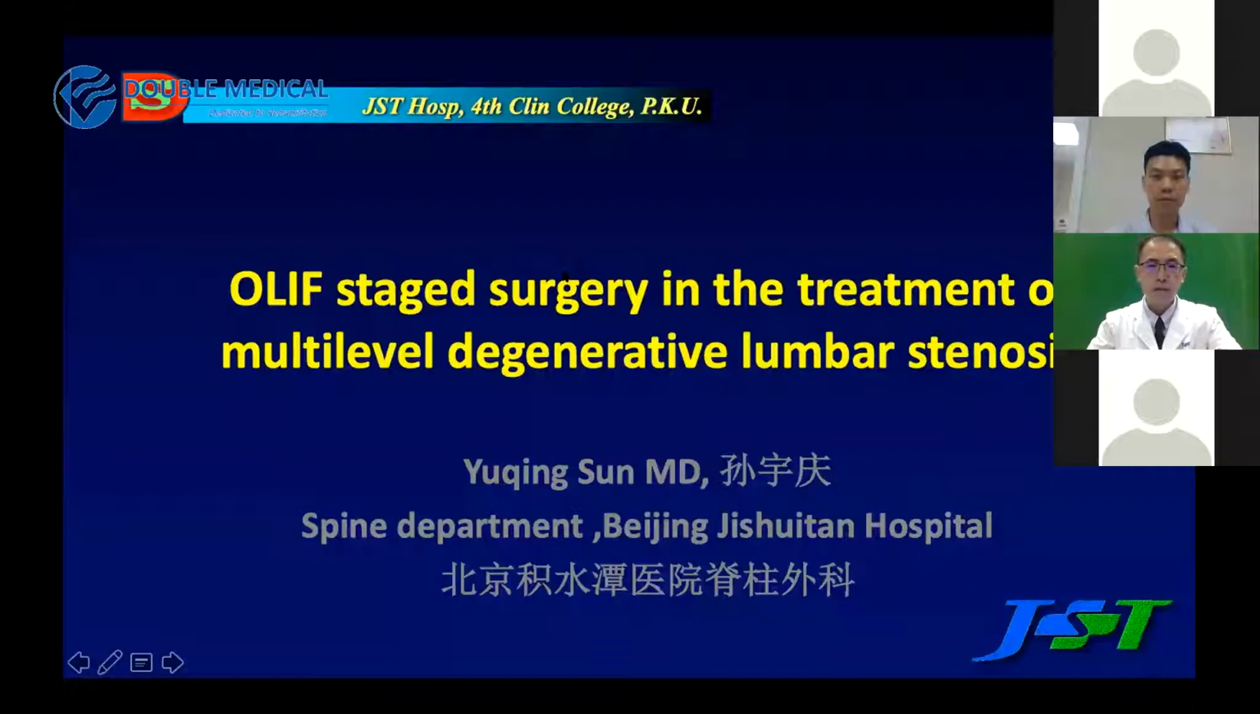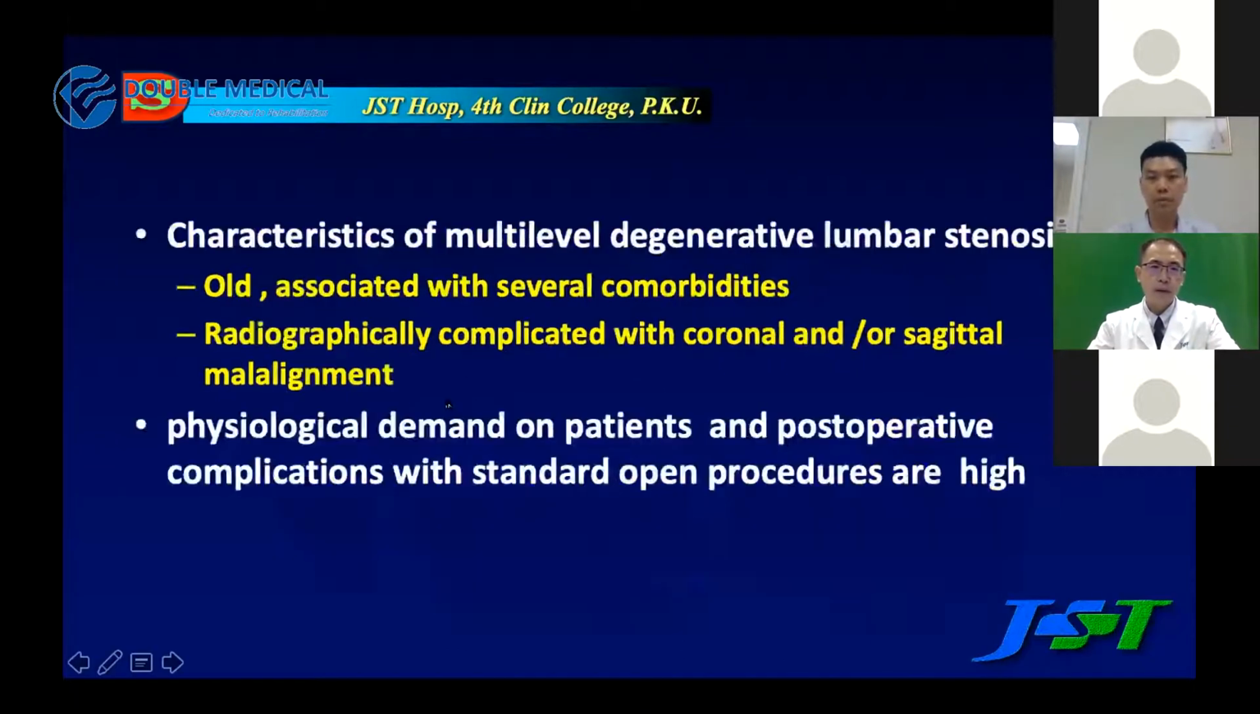This is Dr. Yuqing from Beijing Jishuitan Hospital. It's my great honor to be here to present my presentation, OLIF staged surgery in the treatment of multi-level degenerative lumbar stenosis. As we know, patients diagnosed with multi-level degenerative lumbar stenosis are usually old and associated with several comorbidities, and radiographically may be complicated with degenerative coronal and/or sagittal malalignment.